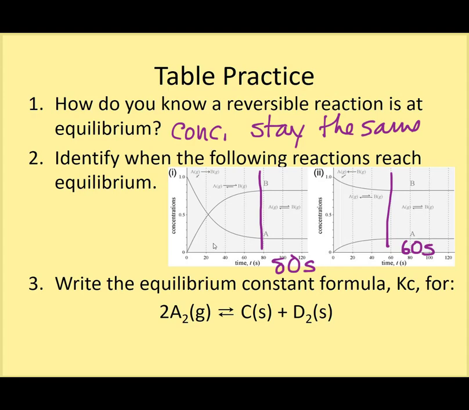And question 3, write an equilibrium constant formula, Kc, for the following. So I have products over reactants, and I see that I have two solids, so I'm just going to put a 1 as a placeholder. And at the bottom, I have A2 squared. So that would be my answer.